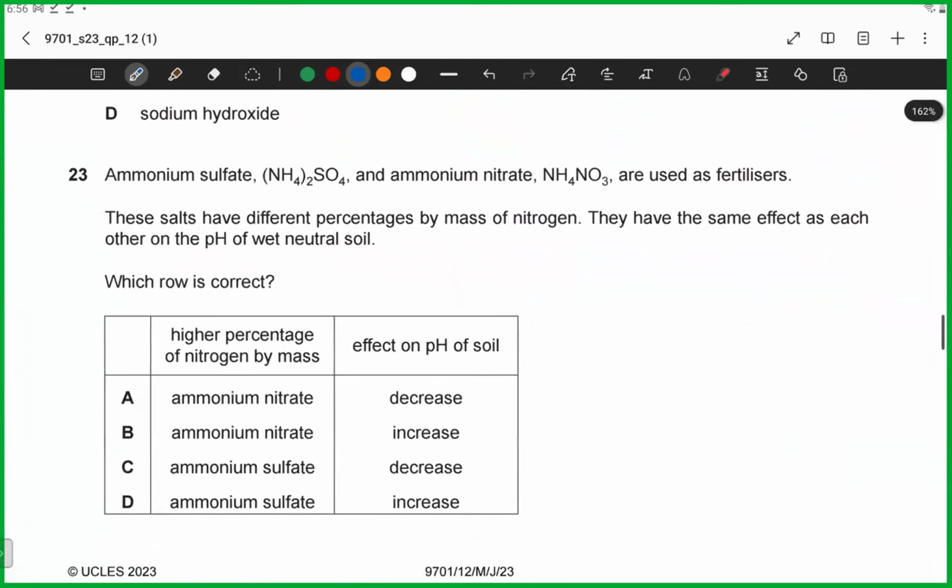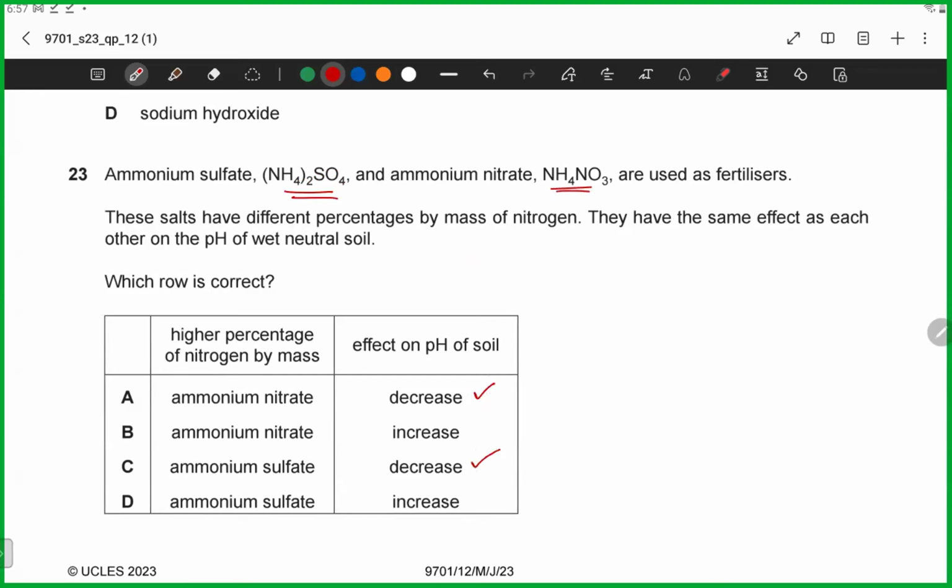अच्छा, ये तो सिंपल है. These salts have different percentage by mass of nitrogen. They have the same effect as each other on the pH of wet neutral soil. ये भी मैंने डिस्कस किया था. ये एसिडिक है या बेसिक है? Will it lose an H+1? Okay, it's going to lose an H+1. ठीक है? So that means it's acidic. It will decrease the pH of the soil.